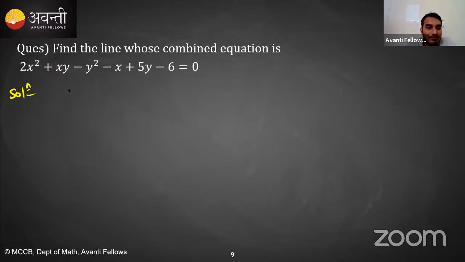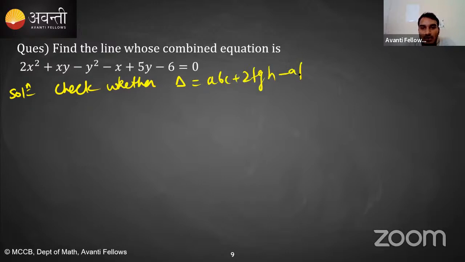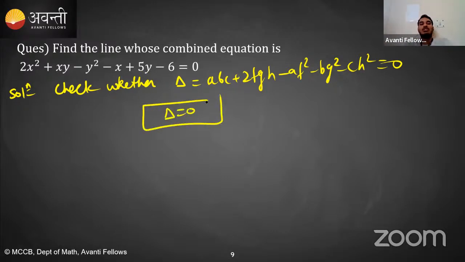First of all, you have to check whether delta, which is abc plus 2fgh minus af square minus bg square minus ch square, is 0 or not. When you check, you will find that delta is 0. So it means this is representing straight lines. Put the values and you will find that delta is 0.